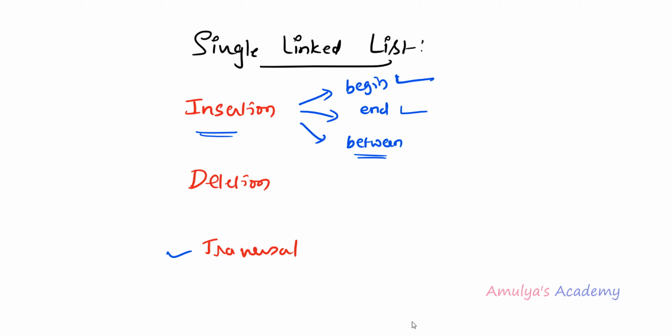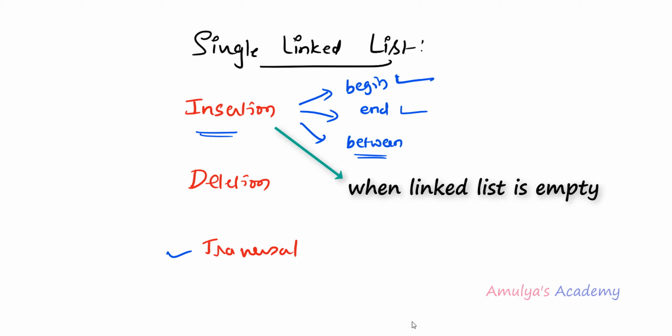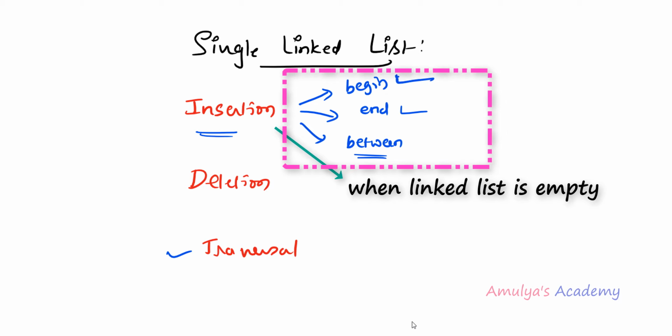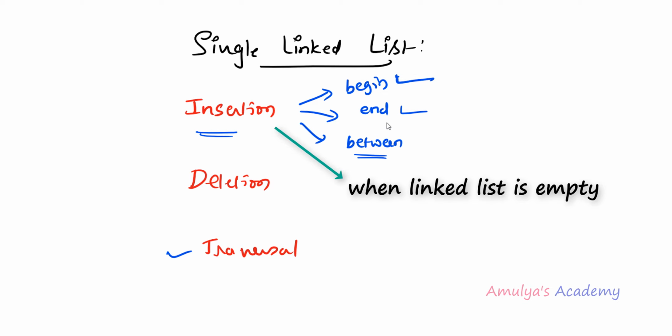Today we'll discuss one more scenario in the insertion operation. That is, if I want to insert a node when the linked list is completely empty. You can add or insert the node using these four methods: begin, end, after, before. But if you want to write a specific method to add the element when the linked list is empty, then you can do that. So I'll show you how to do that.